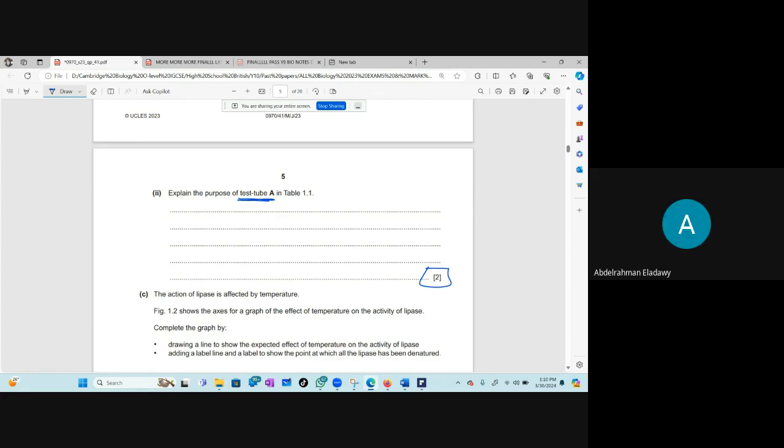To compare the results. Comparison. Very good. Again, this is not enough. Control for comparison. I want to compare what? The effect of lipase on the rest of the enzyme. Excellent. Test tube A contains milk and bile only without lipase. In the other test tubes, I have lipase. So I want to know if the lipase will affect the reaction or not. I want to know the effect of lipase. So control, to compare.